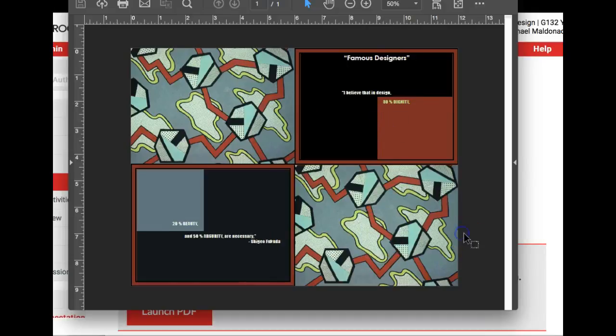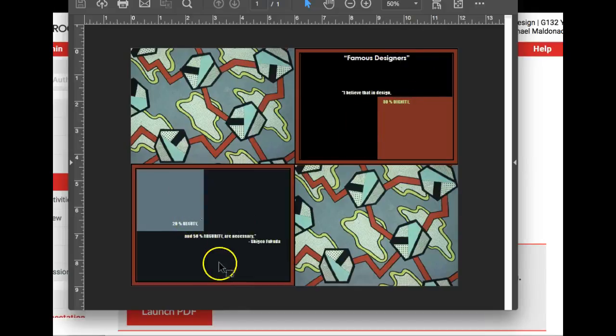The first thing, imagine this, okay? Imagine you're in a bookstore and you see, oh, famous designers, this might be interesting. So you pick it up, you're looking at the front cover, which is this. This is the front cover, right? So you look at the front cover and you're going, okay, let's see. Famous designers, I believe that in design, 30% dignity. Now I'm starting to get a little stressed because I don't understand what's going on. Why? Because as a viewer, I don't know that the rest of the quote is back here on the back of the magazine. You see what I'm saying?